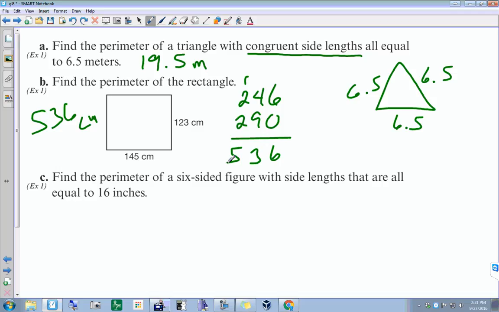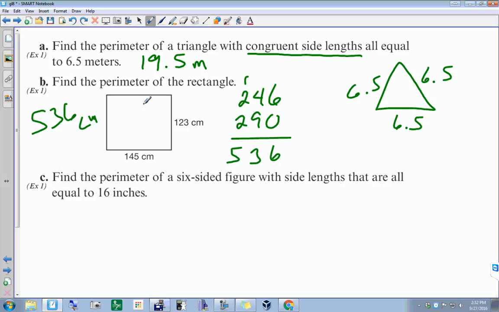So, again, could I have just taken 123 plus 123 plus 145 plus 145? Would have got me the same thing. Yeah. For that matter, I could have taken 123 plus 145, added those up, multiplied it by 2. The same answer again. There's usually more than one way to do this stuff. It's just, you know, what's easier for you at times.